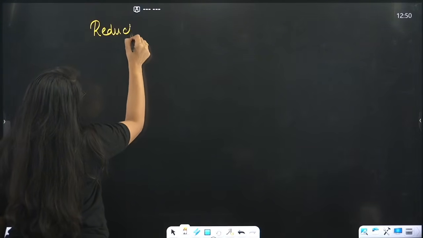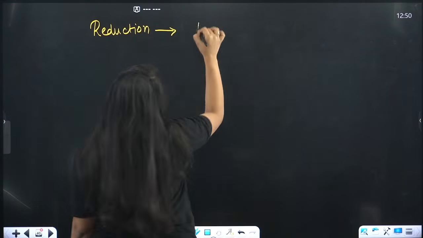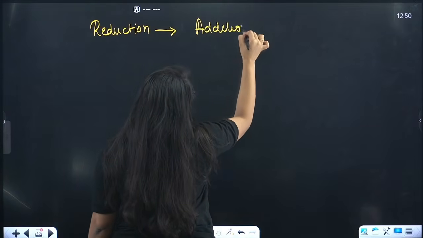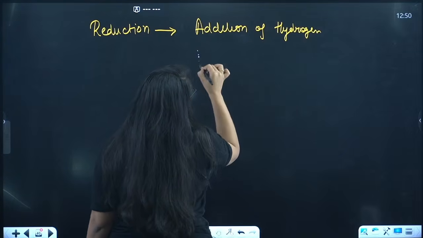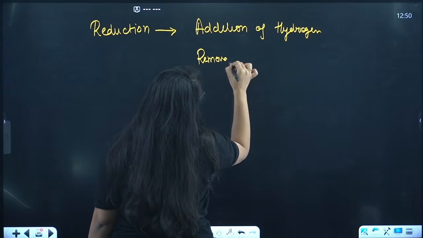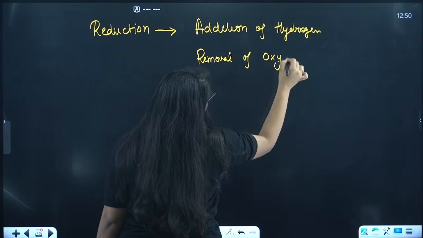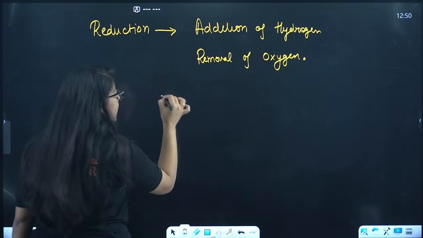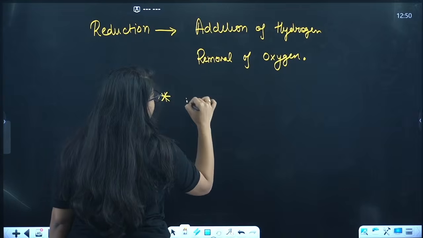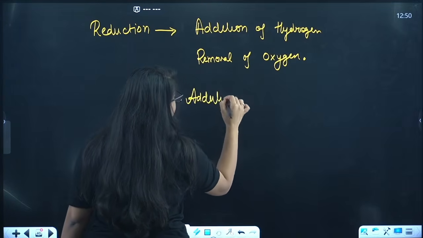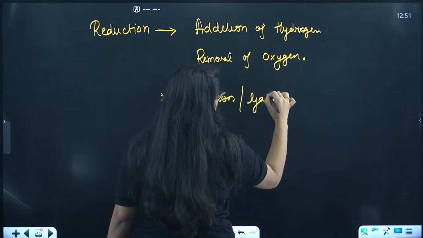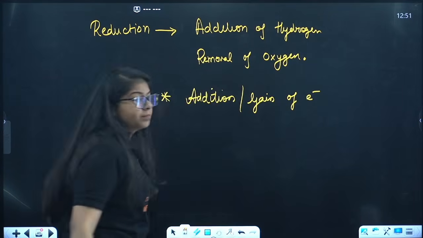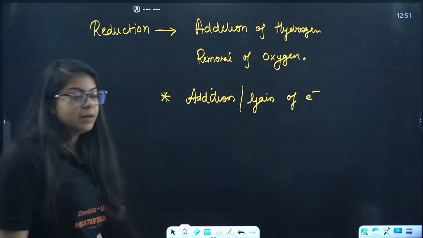Now reduction is just the opposite of oxidation, right? It's the addition of hydrogen, or it is the removal of oxygen, right? In oxidation, loss of electrons was happening. In reduction, we will be seeing the addition of electrons, or gain of electrons will be happening. Done? Gain of electrons will be happening.